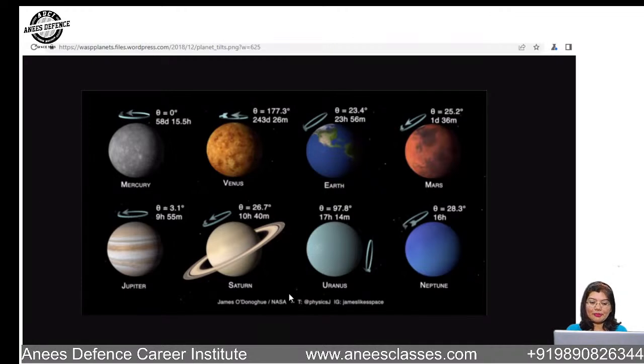But then what has happened is, after a while, because of various events happening in the vicinity of these planets, they acquired these tilts. So Mercury almost has no tilt. If you can see Mercury properly, not a tilt.